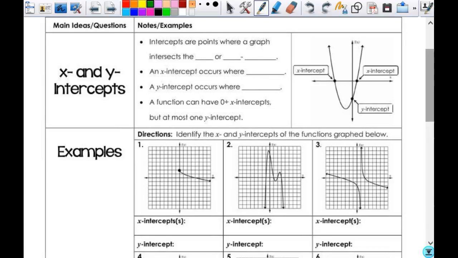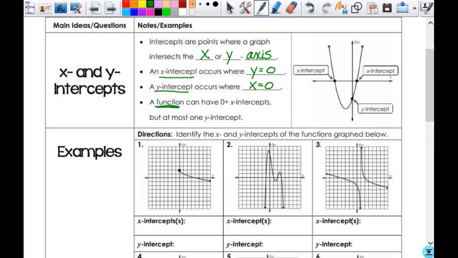So intercepts are points where a graph intersects the x or y axis. Kind of a no-brainer, right? An x-intercept occurs where y equals what? 0. And a y-intercept occurs where x equals 0. There you go. Now we've talked about functions and relations. Right now we're just talking about functions.